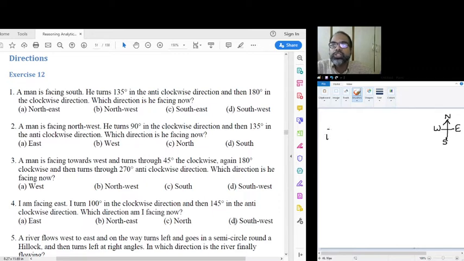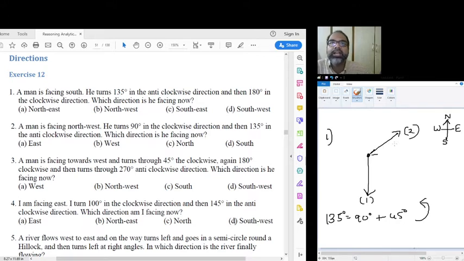So for the first question, it says that a man is facing south. Originally he's facing south. He turns 135 in the anti-clockwise direction. Now what you have to remember is 135 degrees can be written as 90 degrees plus 45 degrees. So this is anti-clockwise direction. So from position 1, 90 plus 45. So this is the second position that he's currently facing.